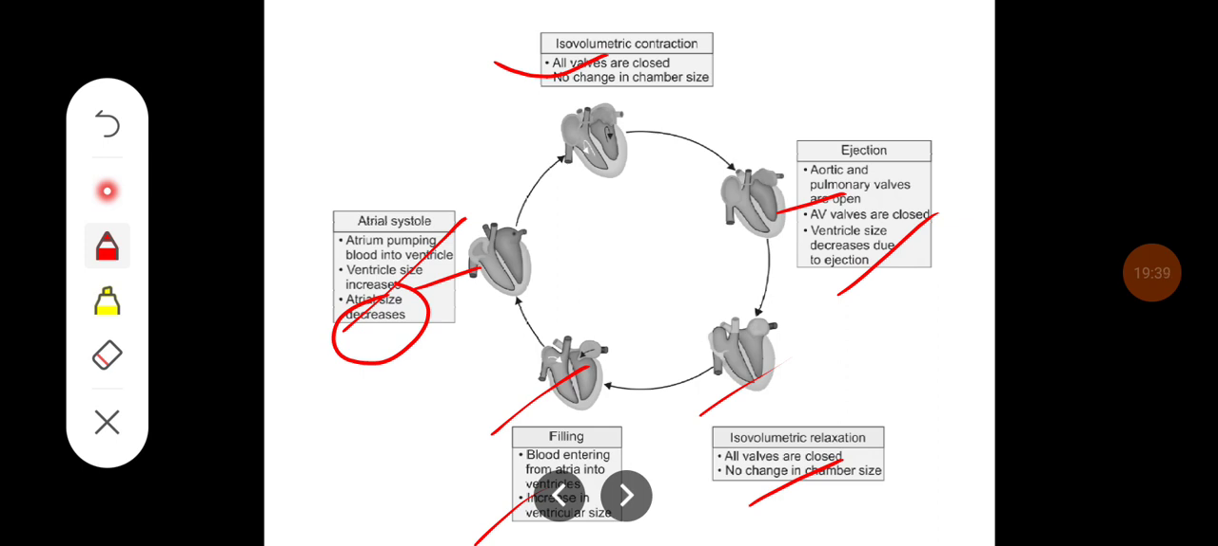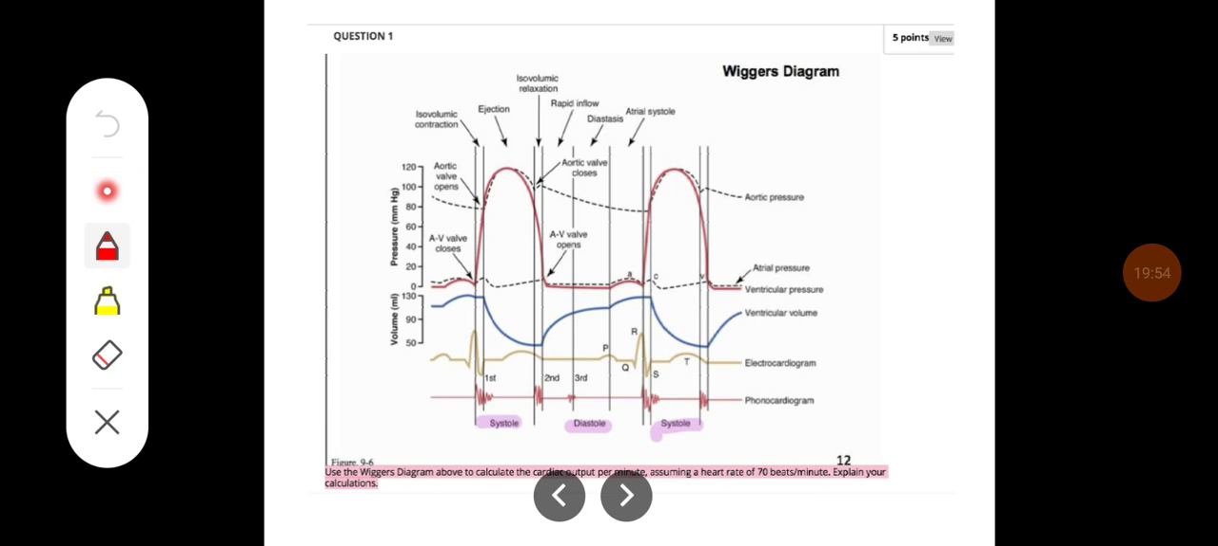And further, during isovolumetric contraction, the pressure increases in the chamber, so that causes the ejection phase, and thus the cardiac cycle continues. This is again the Wiggers diagram showing the different phases of systole and diastole, and as we have discussed, it shows the different curves like aortic pressure changes, atrial pressure changes, ventricular pressure, and ventricular volume changes, with the electrocardiogram and phonocardiogram.